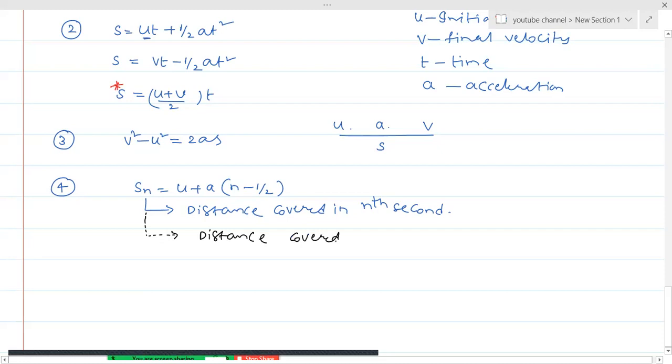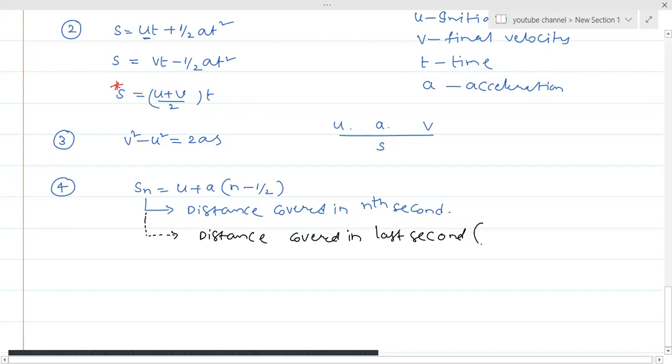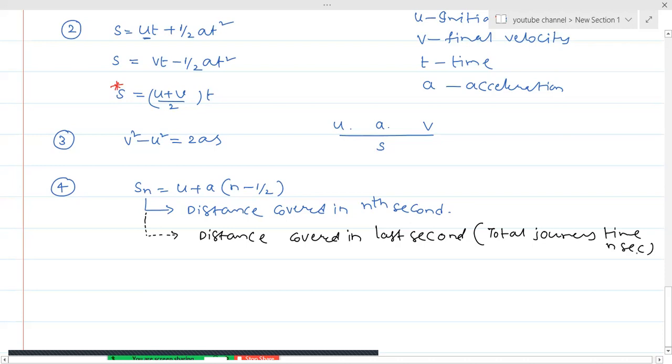The distance covered in the last second. Suppose in the question it is asked, like, the ratio between the distance covered in the last second to the total distance. So in that example, we will take the total journey time as n seconds, and we will consider the distance covered in the last second as Sn.